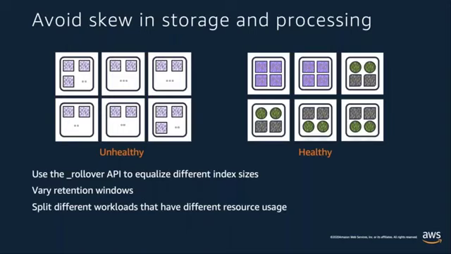So one of the ways that you can equalize these different index sizes is to use the rollover API. Rollover is a facility that Elasticsearch provides that allows you to specify an end condition for an index that's not a time window. In this case, it could be a size or a document count. When your index hits that particular size, the rollover API will then roll it to a new index. So that's a really good way to equalize different index sizes.